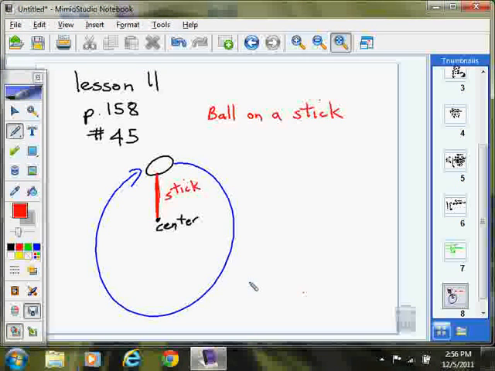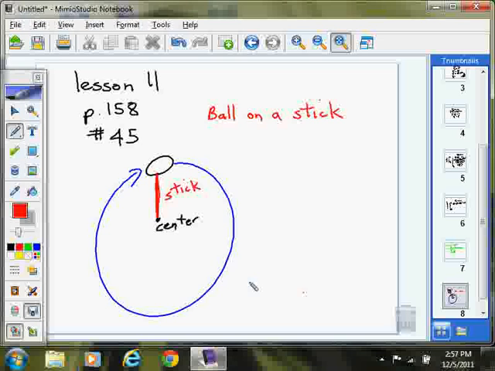Okay, so instead of having a ball being whirled in a vertical circle on a string, it's being whirled in a circle somehow on a rigid stick. But nonetheless, the stick acts just like a string in that it's constantly pulling the ball inward. So basically, as the ball goes around, the stick is going to be pulling inward on the ball and basically acts like a tension force.